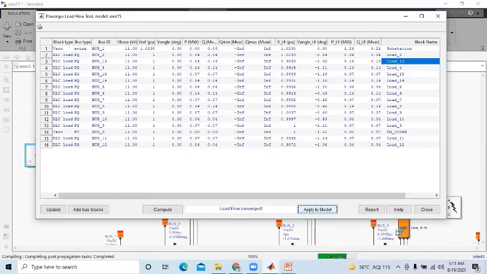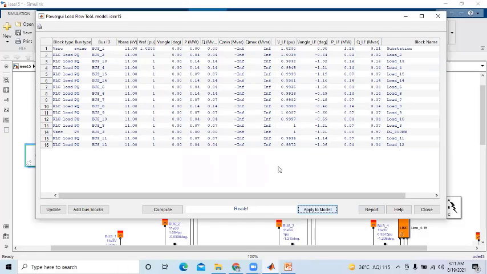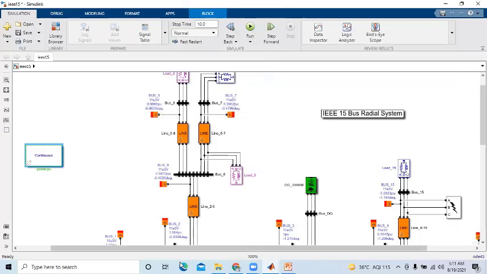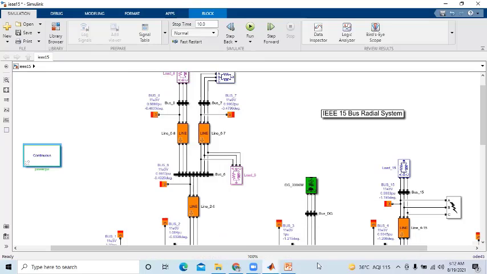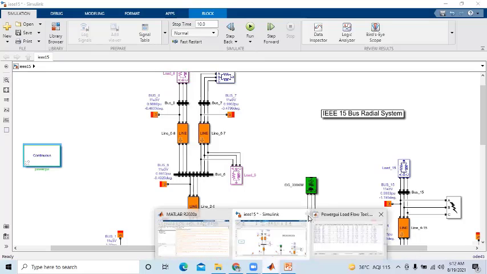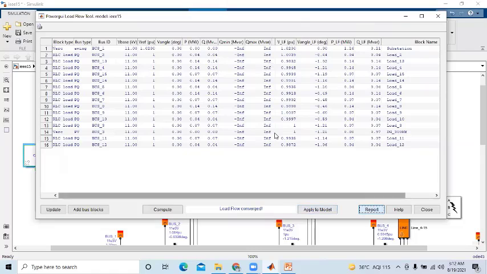So in this case, if you would like to compile, it's again updating the load flow. So here we have computed, and you can see the load flow is converged, and when we apply it to the model, it's been done. Second, let me close it. I will directly open it up, and now I will be generating the report for this.